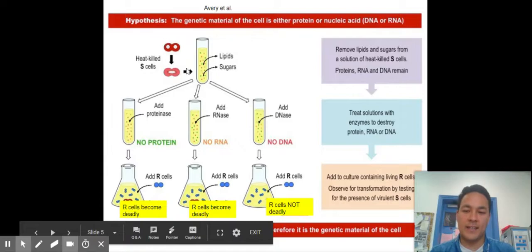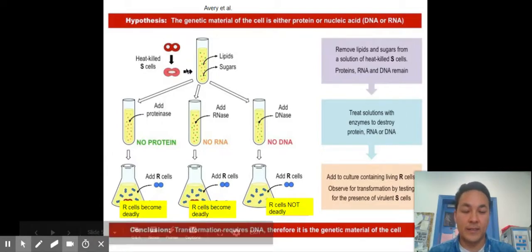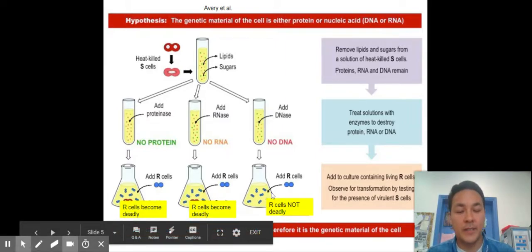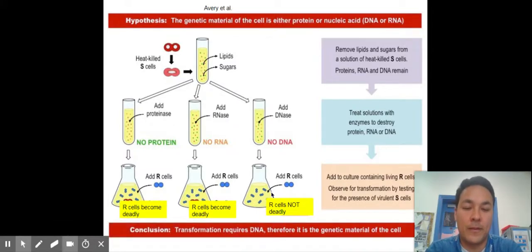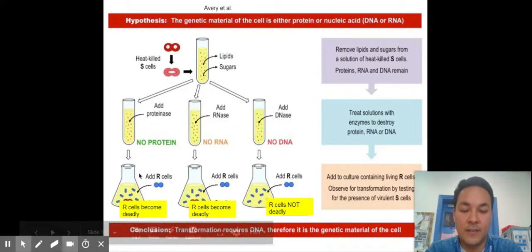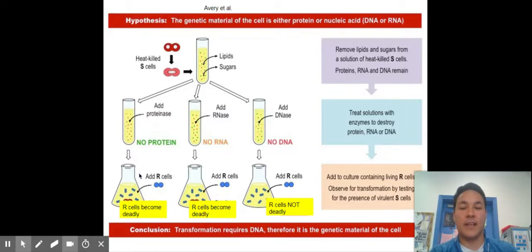You take those S cells that have been heated up and killed, just like the wadi water. You add DNase, which chops up DNA. And here, the R cells do not become deadly. They are not transformed, students. So if they're not transformed, it's telling you that in these beakers, DNA was doing the transformation. So therefore, transformation requires DNA, and DNA is the genetic material of the cell. So that's the Avery experiment.